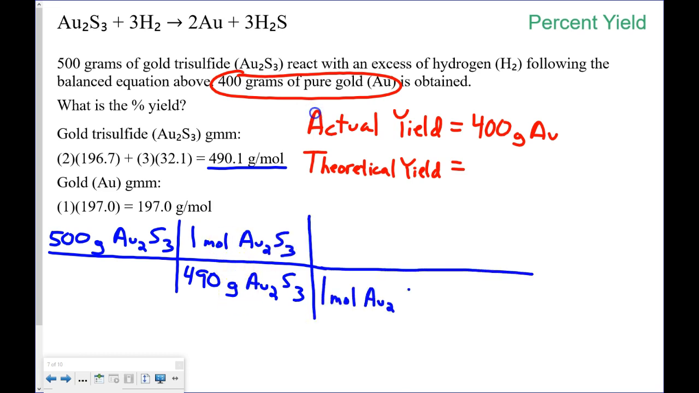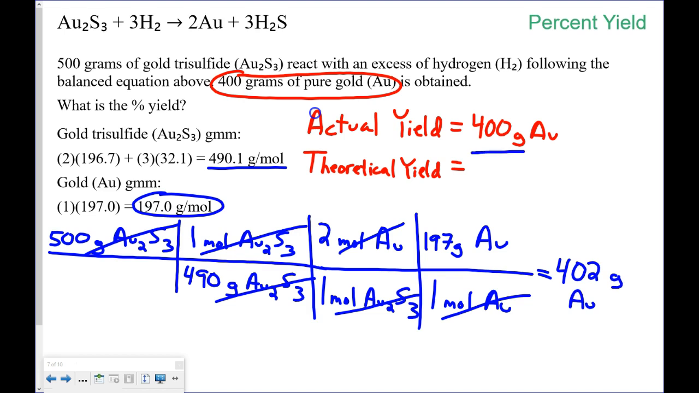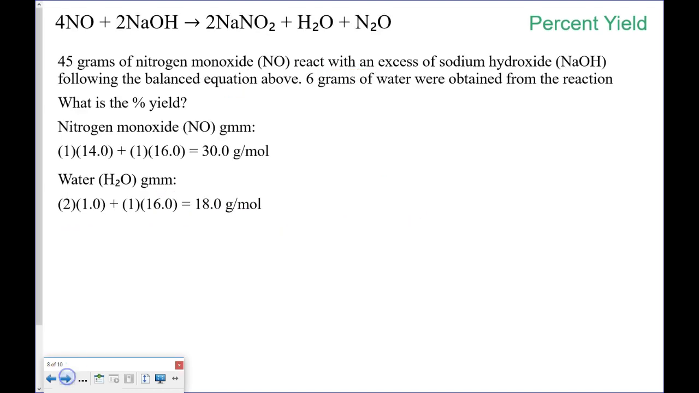Now from here, I need to use my mole ratio, which I'm going to obtain from up here. 1 mole of gold trisulfide is going to react to form 2 moles of gold. Now I'm going to convert that gold into grams using the gram molecular mass of 197. Cancel everything out, and all I'm left with is my grams of gold. Do the math, and this is going to equal 402 grams of gold. 400 divided by 402 times 100 gives me 99.5% for my yield.